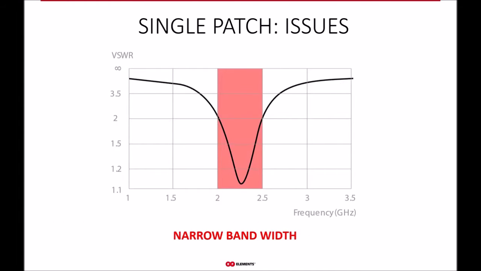Another problem with single patch antennas is their narrow band of operation, which is connected to the narrow band nature of the resonance we mentioned earlier. It typically results in around 0.5 gigahertz bandwidth, which would not be enough for unlicensed WISP networks operating in the 5 gigahertz frequency range. But again, in other types of applications, it might be fine.